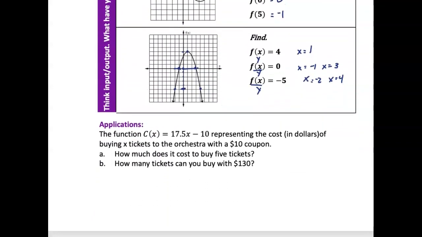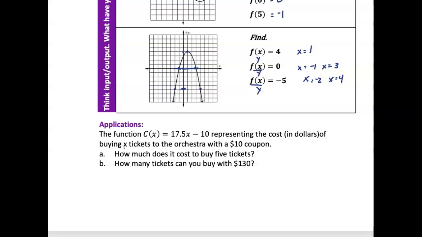So we've got one more here. The function c of X equals 17.5x minus 10, representing the cost in dollars of buying X tickets to the orchestra with a $10 coupon. A, how much does it cost to buy 5 tickets? And B, how many tickets can you buy with $130?